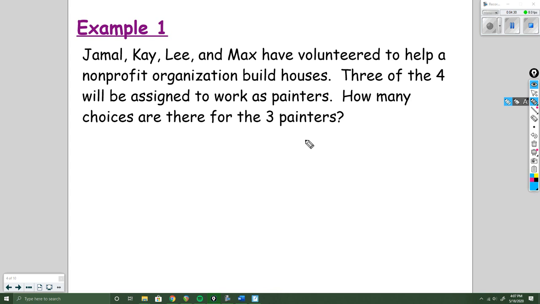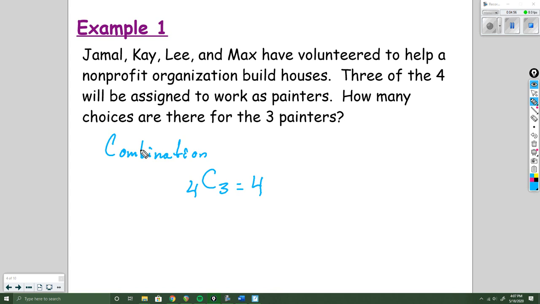And in this case, I would think that the order would not matter. Okay, once those 3 are chosen, they're all just going to paint. Okay, so this is a combination. And of 4 objects, we're choosing 3. So that would be 4C3. If we type that in, we get 4.